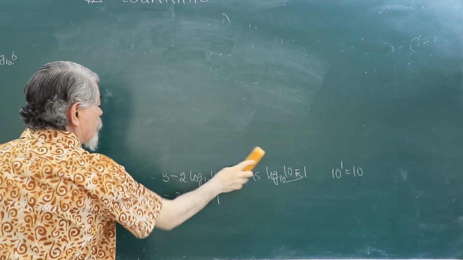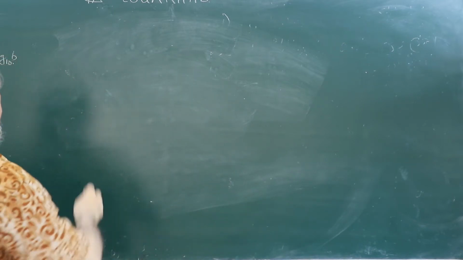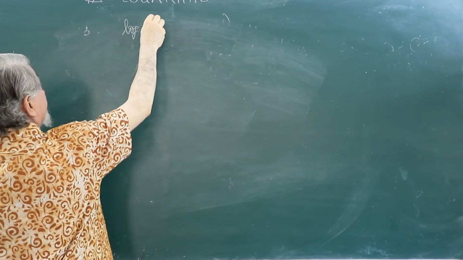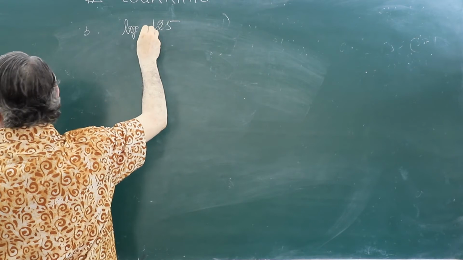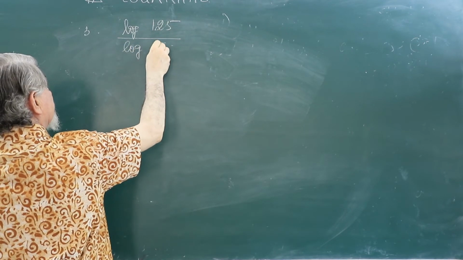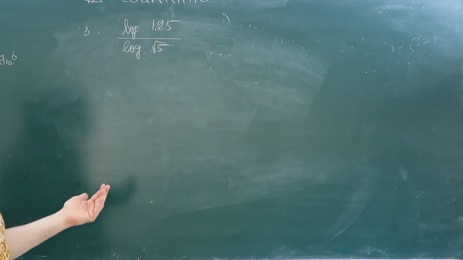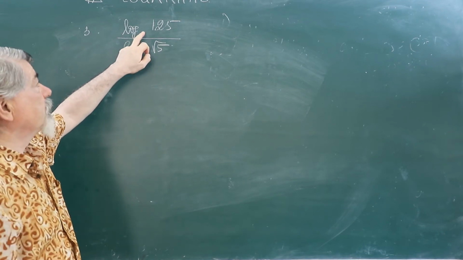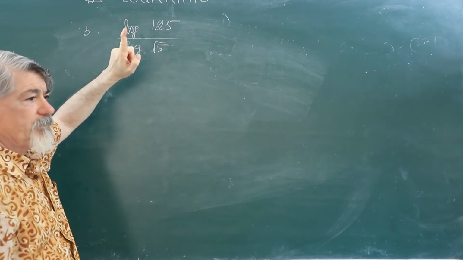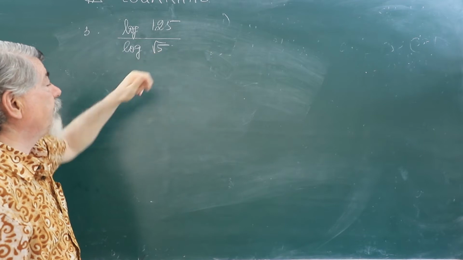Now let us go to question number 3, which says simplify log 125 upon log under root 5. Since no base is written, that means it is the common logarithm, which is to the base 10. Natural logarithm is something different. So log 125 to the base 10, log root 5 to the base 10.